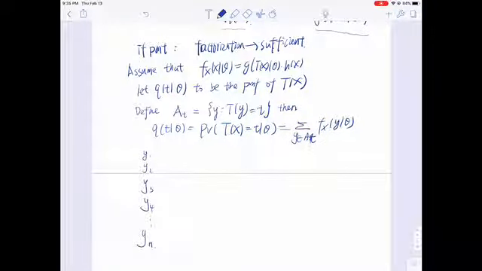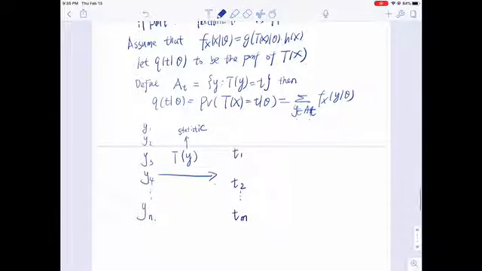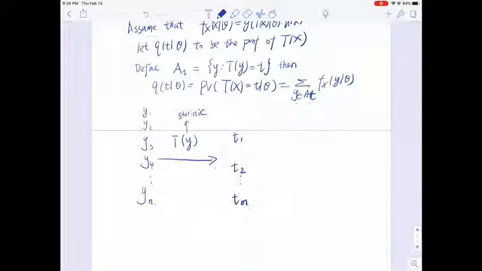And we're doing a transformation that's called T of y, which happens to be the statistic. After this transformation, we obtain some t value. Let's say we have m elements in the space T, and we now make a partition in this T space.